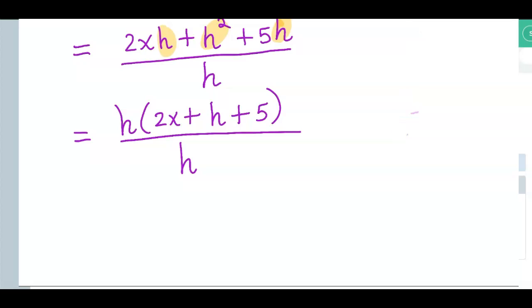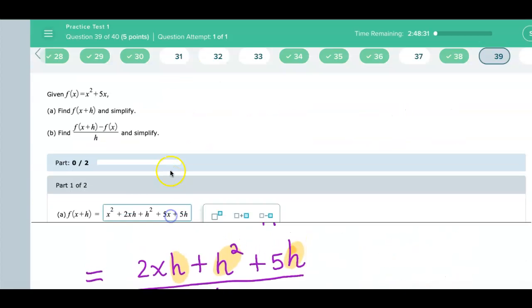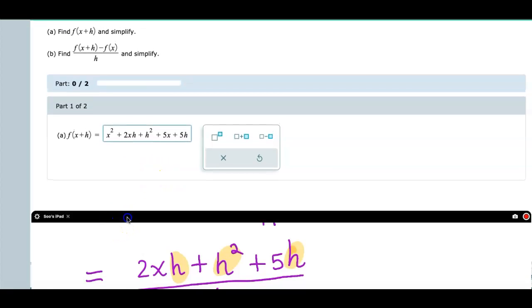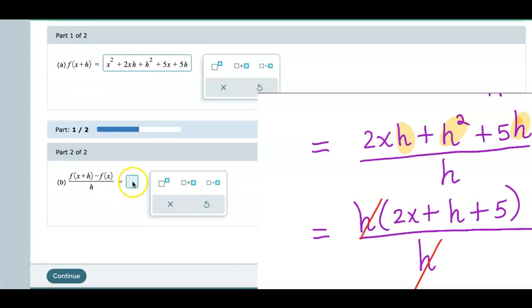Why did I pull out the h in the front? Because you now notice that h can be cancelled out. So my final difference quotient simplified is 2x plus h plus 5. This is maybe the hardest problem on this test so far. All right, let's type that in. 2x plus h. Where did that go? Oh, I need to click on next part. 2x plus h plus 5.